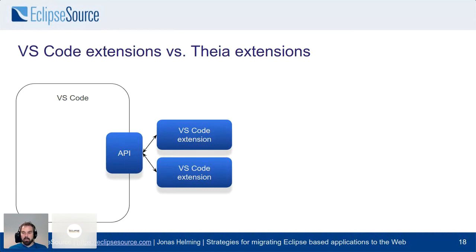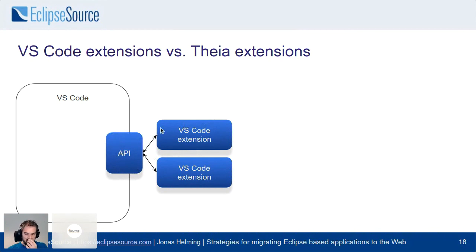VS Code provides a native extension mechanism that is based on so-called VS Code extensions. The way this works is VS Code provides an API, and you can write an extension that uses this API to add things to VS Code, for example, a new menu item and so on.